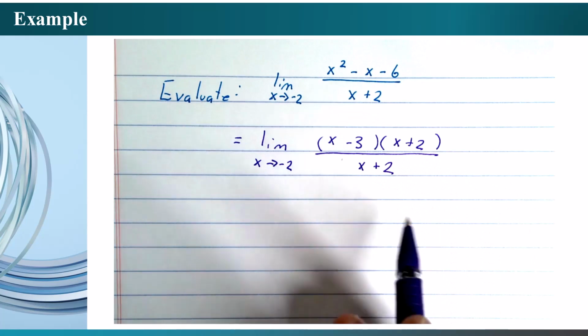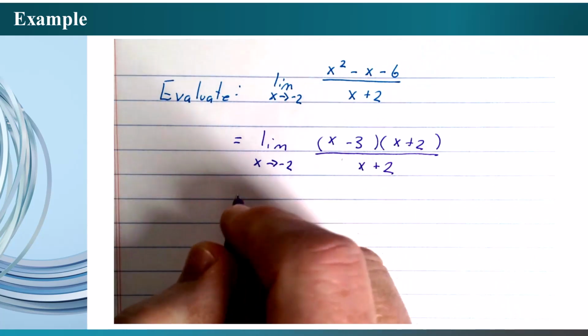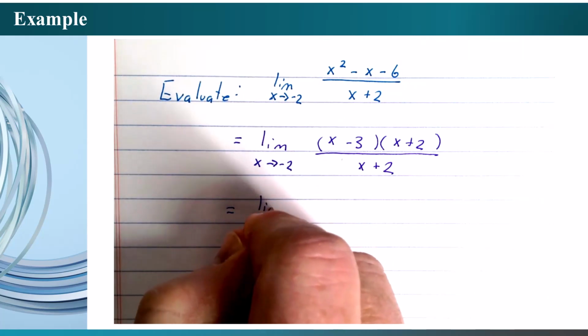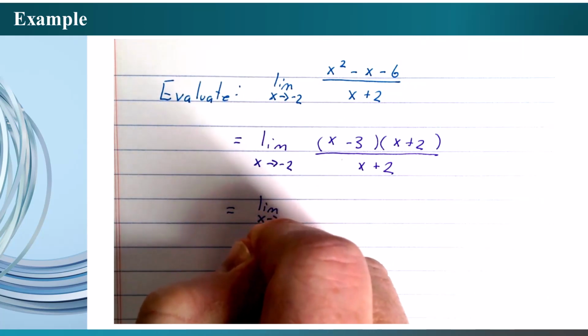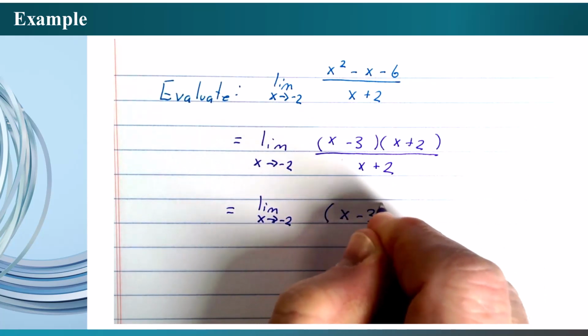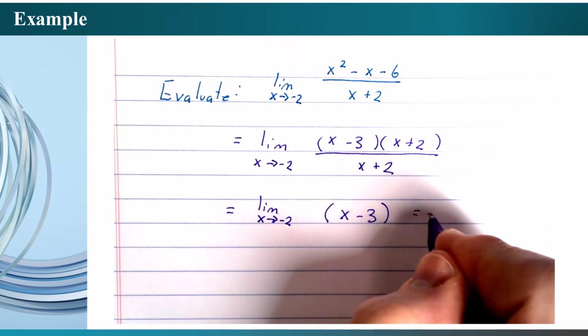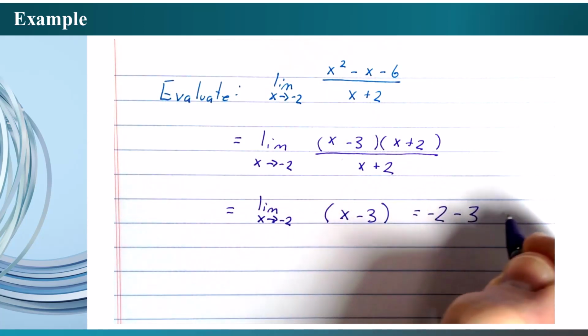And we can cancel out the x plus 2 in the numerator and denominator. And when I do that, I see I get the limit as x approaches negative 2, and all I'm left with is just x minus 3. And so now there's no problem with putting negative 2 in place of x. We end up with negative 2 minus 3, which gives us a limit of negative 5.